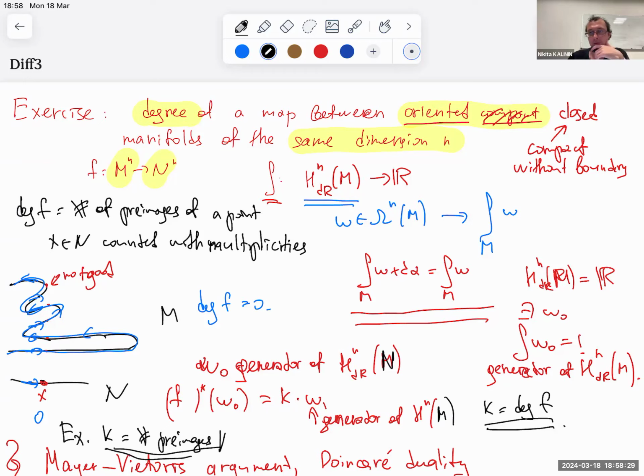And now let's discuss how to solve this exercise. What would you suggest if you don't know? But if you know, you also can present what you think.